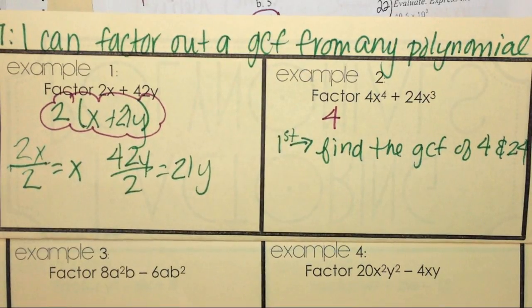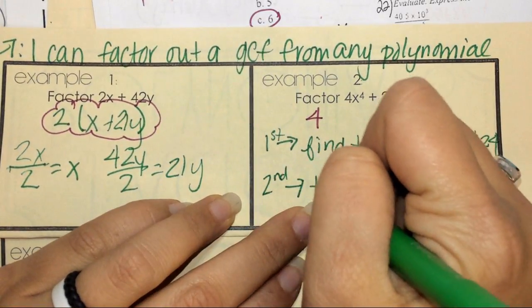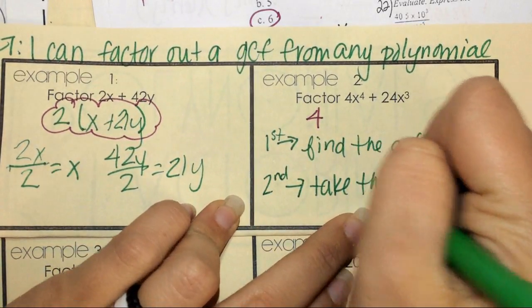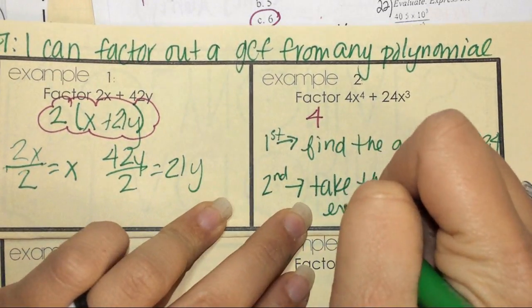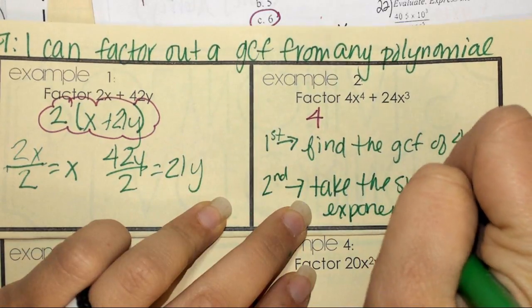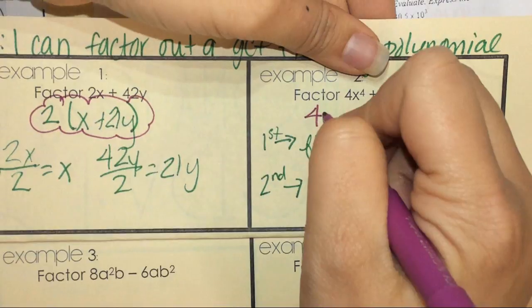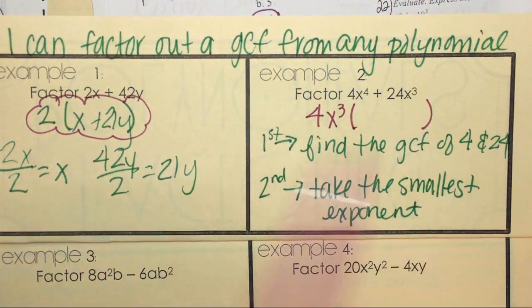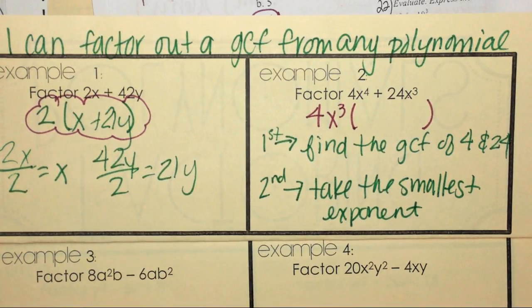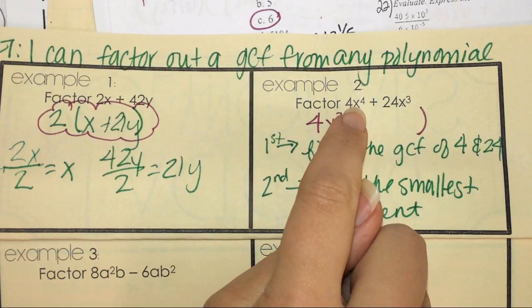Now, they have a variable in common, so you have to look at your variables. The second thing you do is you take the smallest exponent. And that's 3. So then you're going to bring that to the outside. 4x cubed. Now this is your GCF that you're going to divide both of these terms by. And the reason we take out the smallest exponent is because if this one has 3 in it, then the other has to have 3 x's.